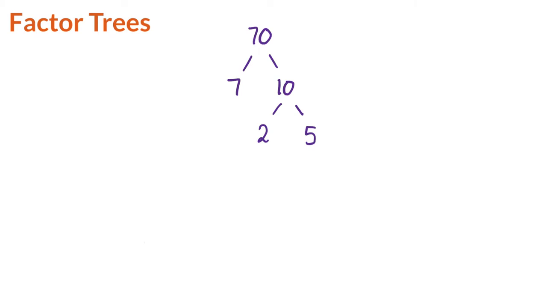We can see that 7, 5 and 2 are the prime factors of 70 as they are at the end of each of the branches. We write the prime factors as a product of 70, like this.